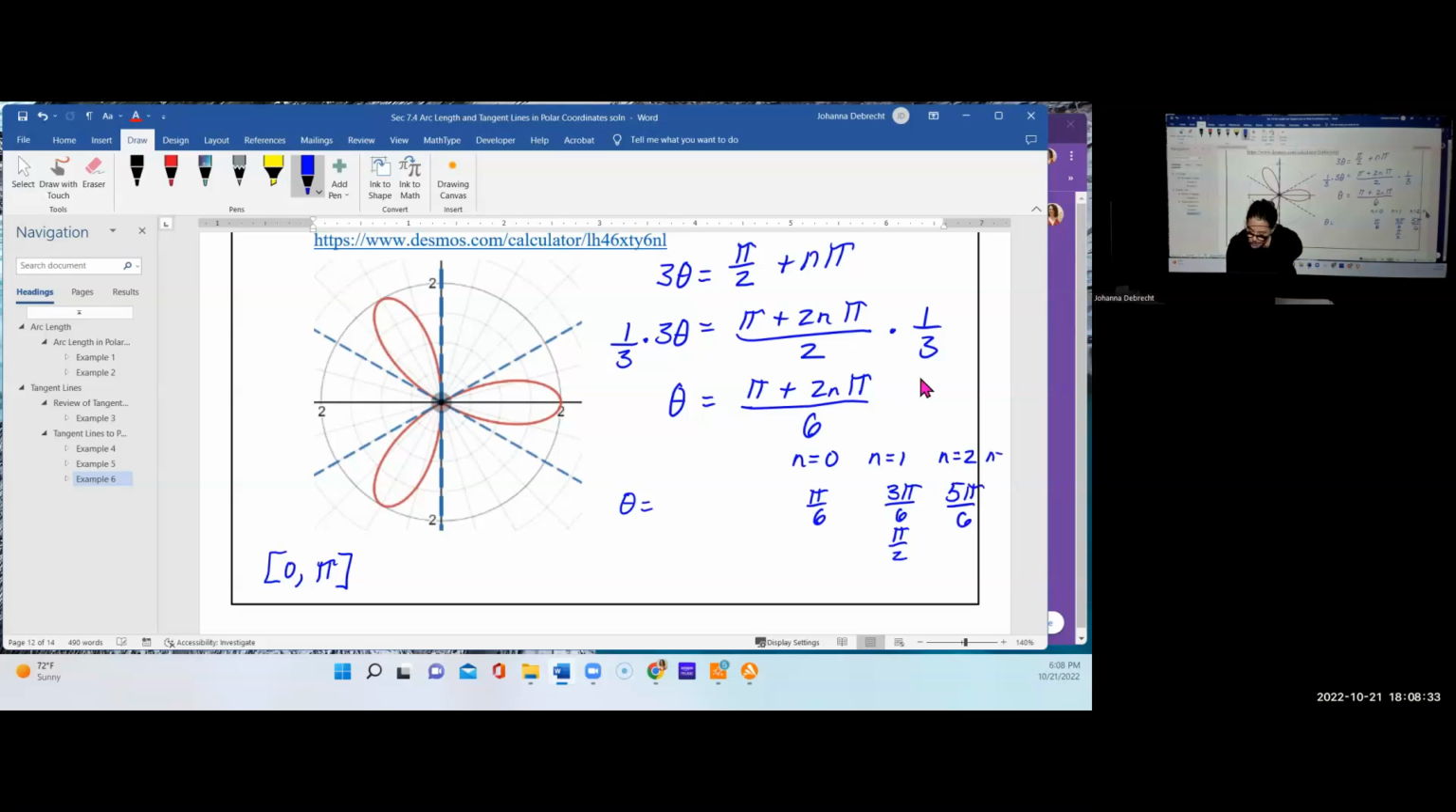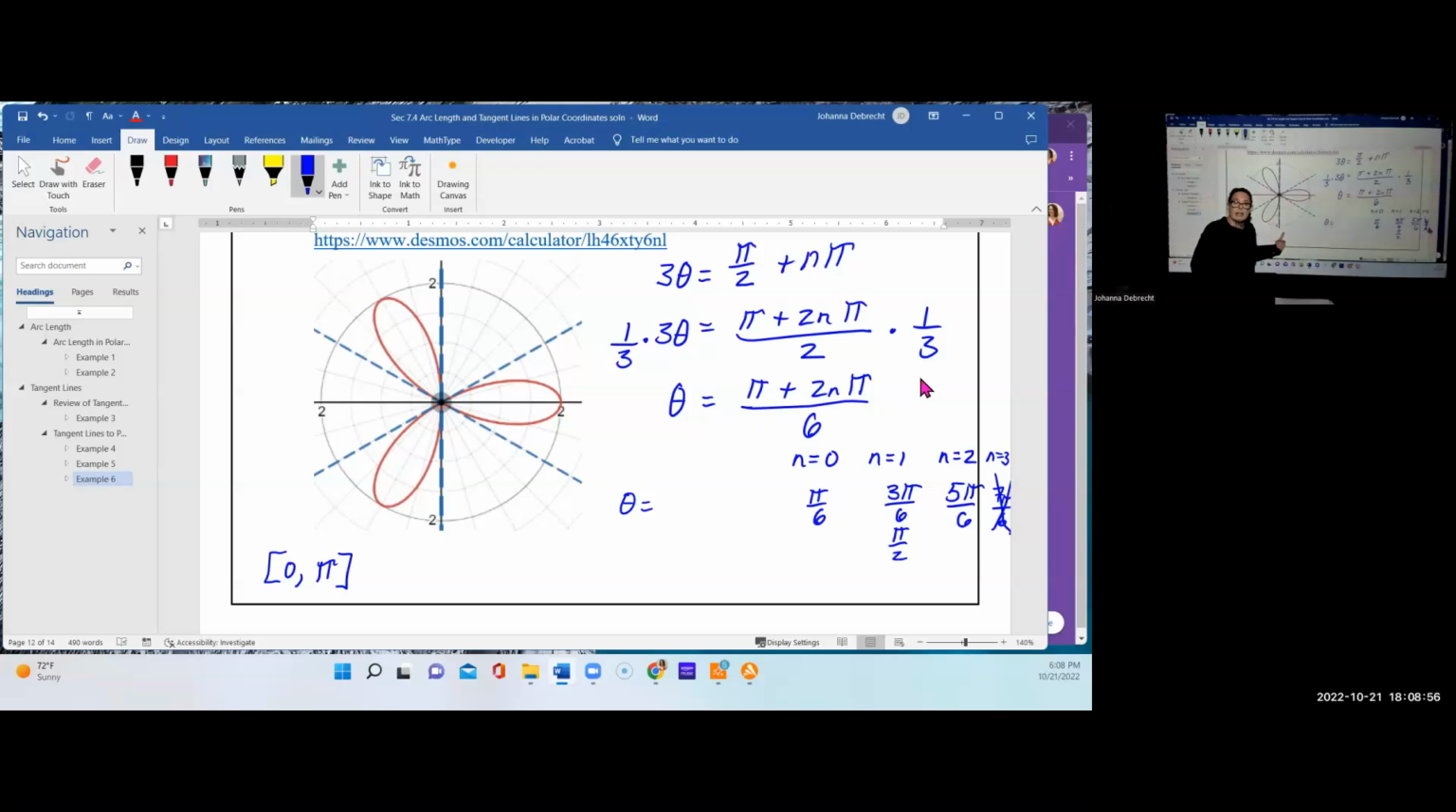We should go one more, n equals 3. When n equals 3, I get 2 times 3 is 6 pi plus pi is 7 pi over 6. That is too large. That is not between 0 and pi because it's down here in quadrant 3. So it's past my interval from 0 to pi.